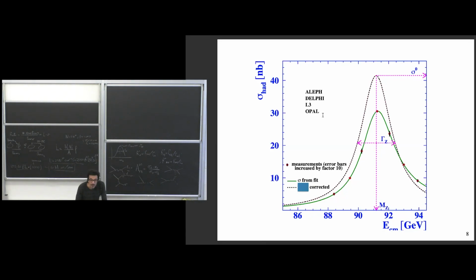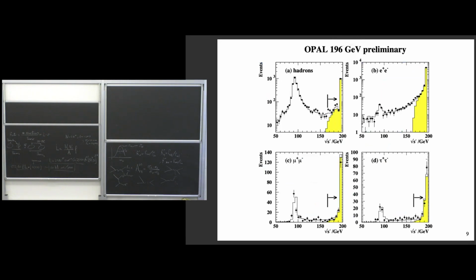So this is a problem. Okay, so our prediction was wrong, and an even worse problem comes if you look at a different plot. This is done at fixed lab energy. This is the run when the center of mass energy was 196 GeV, so much higher than the Z mass.